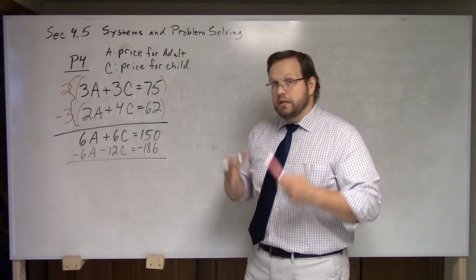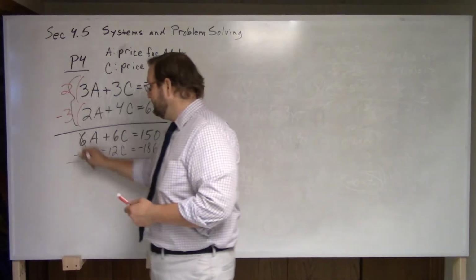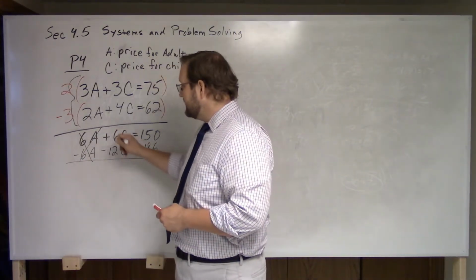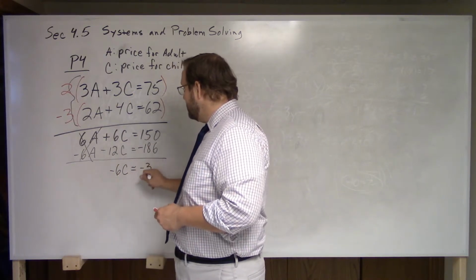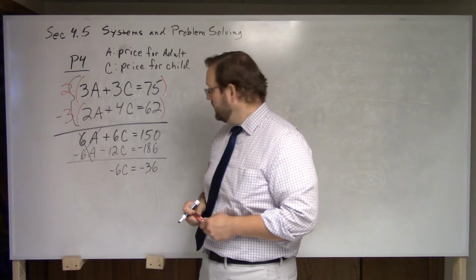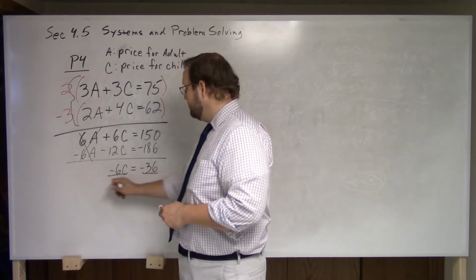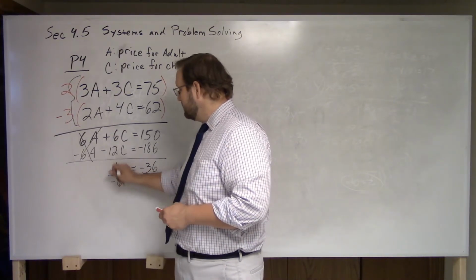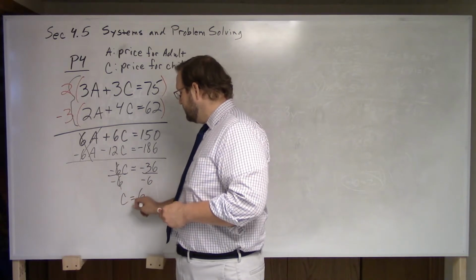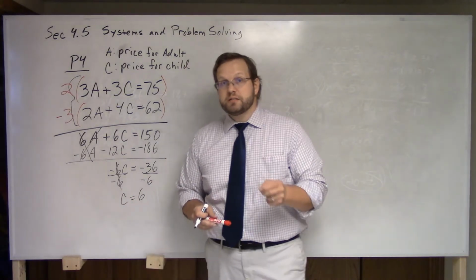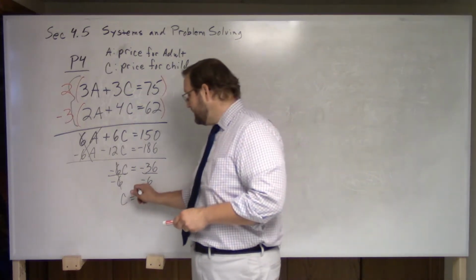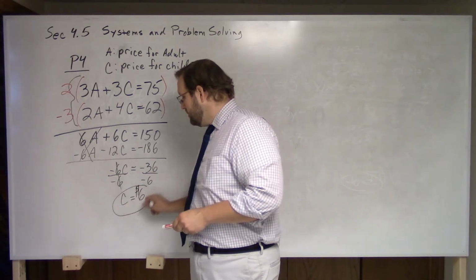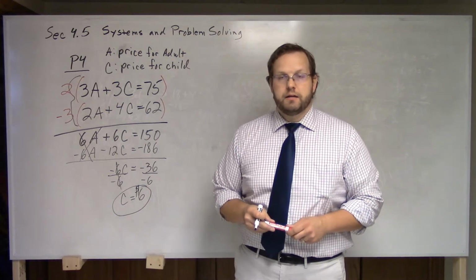Okay? The A's cancel out by design. I can cross those off. 6 minus 12 is negative 6. And I have negative 36. Divide by negative 6. And C is 6. Now remember, C stood for the price for a child's ticket. So I know that a child's ticket is $6. Okay? We're not done.